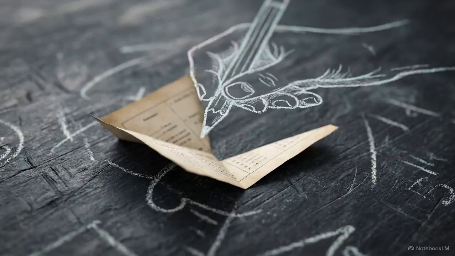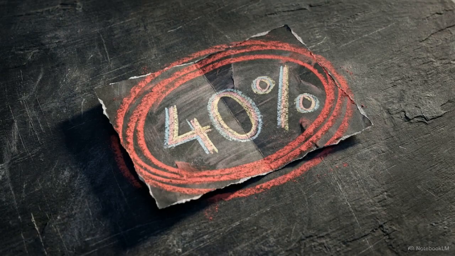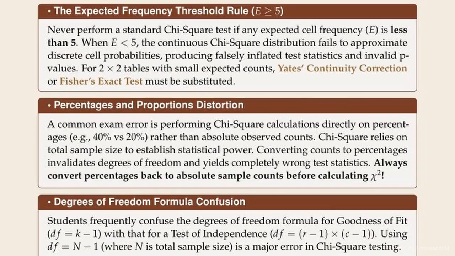Memorizing these formulas is only half the battle. Examiners actively design test questions containing procedural kill switches, hidden data conditions that instantly invalidate a standard chi-square calculation. This study guide outlines the most critical examination traps. The first major pitfall is the percentages distortion.